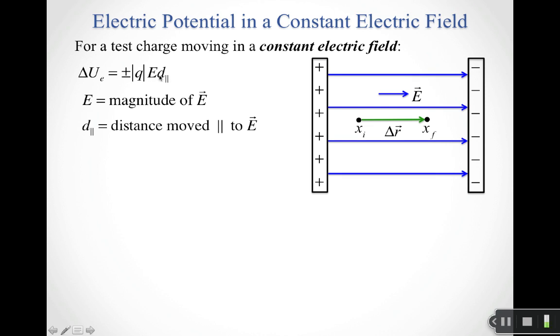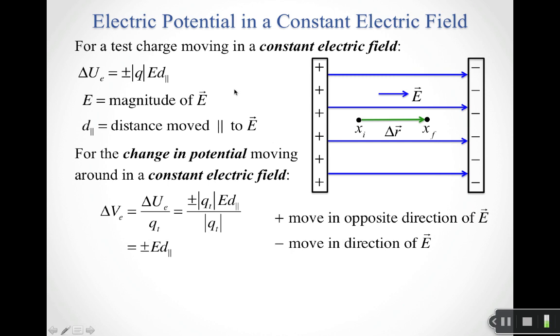So here E is the strength of my electric field. Q here is the test charge that I choose to move around, and then this d parallel is the parallel distance that I move relative to the electric field. So again, the potential energy doesn't care about how much you move perpendicular to the electric field, it only cares about how much you move parallel to it. That's how the change in potential energy can be calculated.